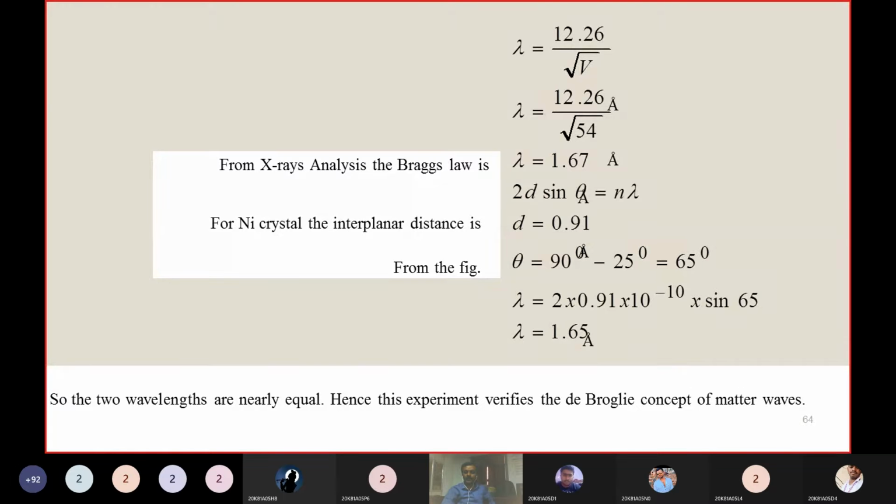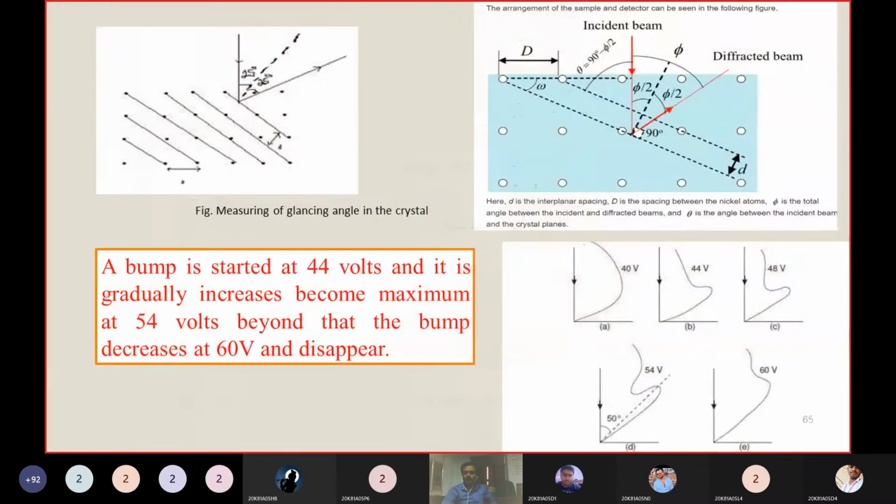What is theta? This is the theta here, that means the angle between the plane and the incident ray. Theta is equal to 90 minus, because this is the perpendicular line we drew here, so this total angle is 90 degrees. This is the scattering angle, which we call phi. This perpendicular line divides the scattering angle phi into phi by 2.